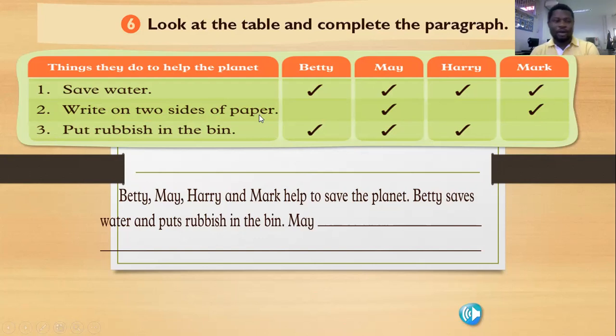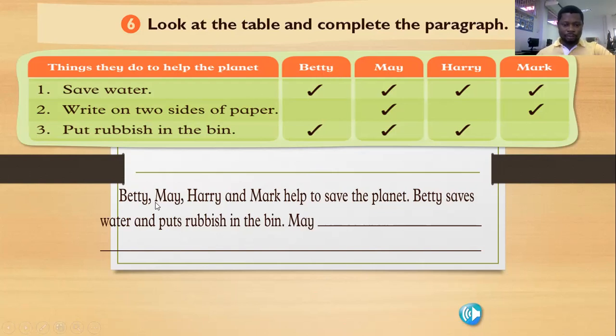So those are the various things. These are the various things Betty, May, Harry, and Mark do to save their planet. Okay? So these are the things they do to save their planet. Okay. Let's see it again one more time.